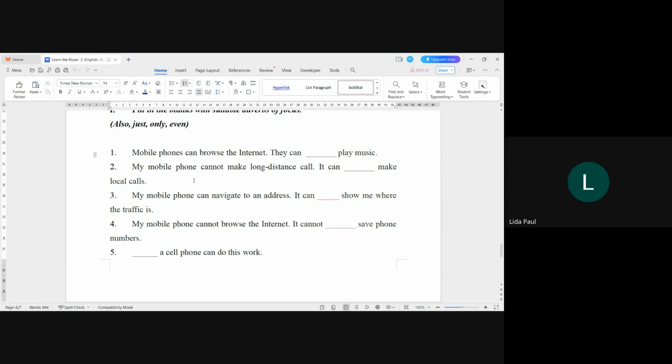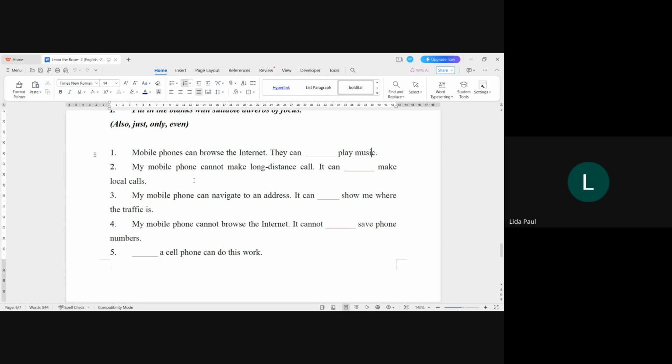Third one: my mobile phone can navigate to an address. It can dash show me where the traffic is. "Even" is similar to the first sentence. So you can use "even" to show surprise or shock, or you can also use "also" to show an additive quality, right? It can navigate and also show me where the traffic is, in that sense. So both "also" and "even" will fit here as well.